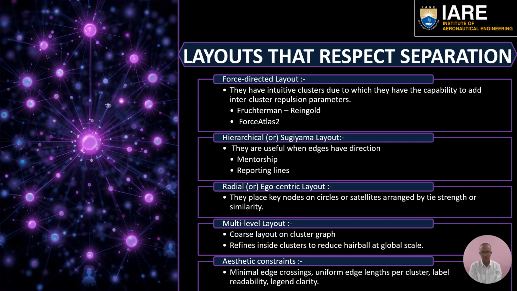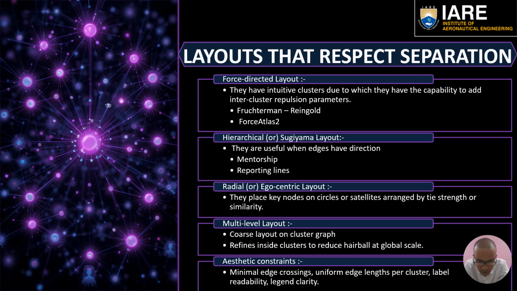There are five major types of layouts. The first one is force directed layout. These force directed layouts have intuitive clusters due to which they have the capability to add intercluster repulsion parameters. Two of the examples are Fruchterman-Reingold and Force Atlas 2.